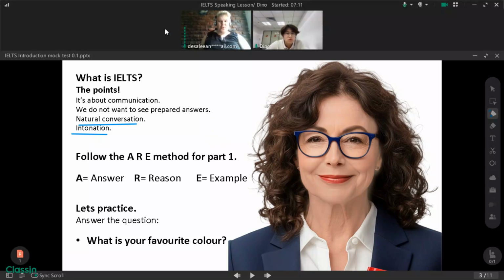All right. So now we're going to start with part 1. Now, part 1 has a structure. It has a structure of answer, reason, example. Remember, I taught it to you in the last class. We need to answer, give a reason, and a small example. I've already asked you this question. Good, good. Well done.